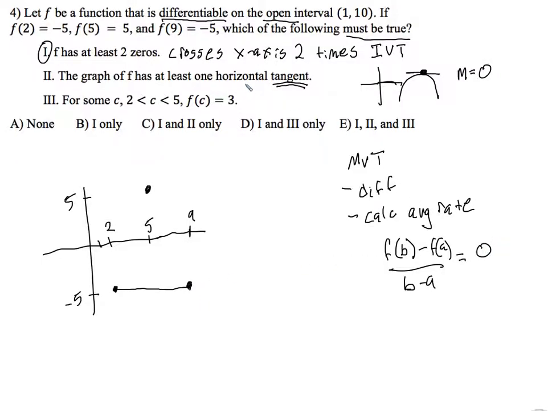So do I know that there's at least one horizontal tangent? Yes. Well, I was right, but I said you connect minimum and max, but I guess it's not minimum and max. Oh, that's what you meant. Yeah. So you don't connect minimum and max because you don't know what the max is, but you do connect the start to the end. Okay.